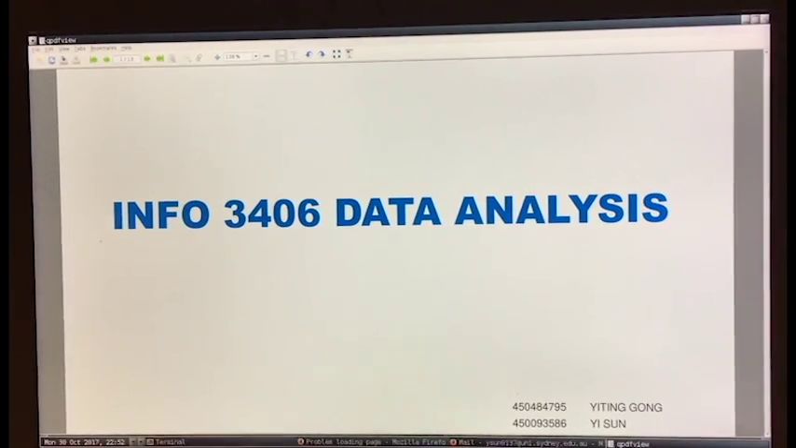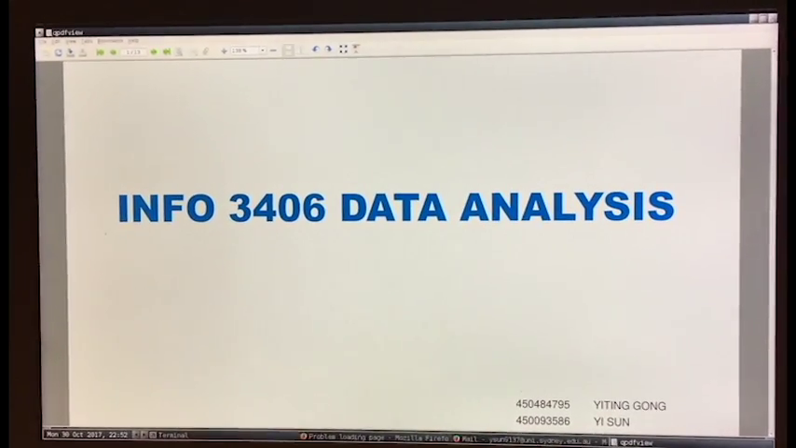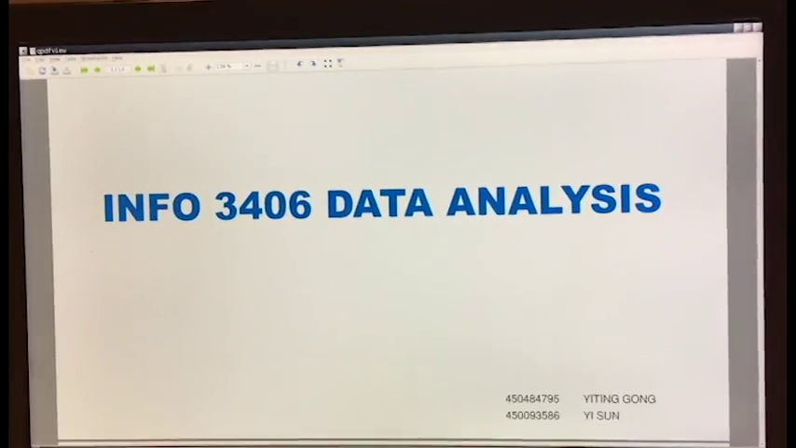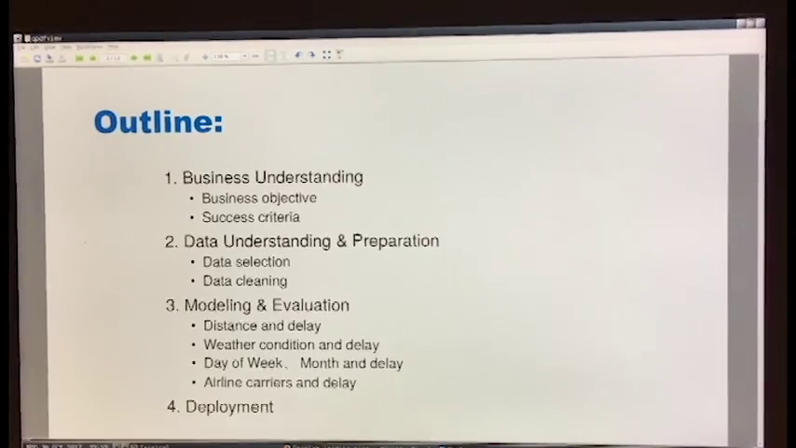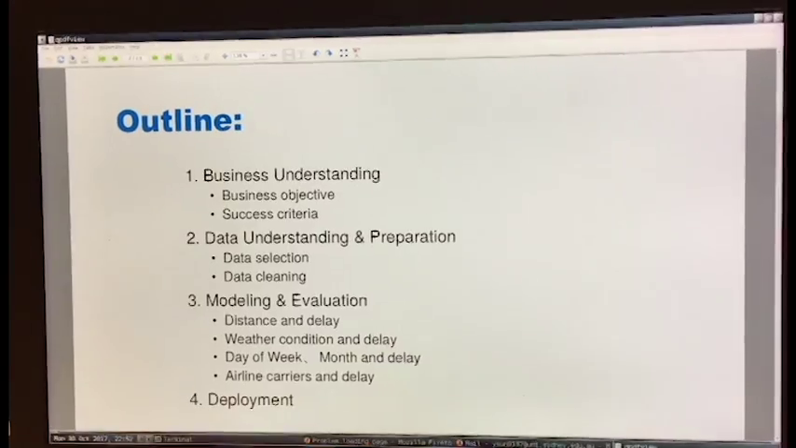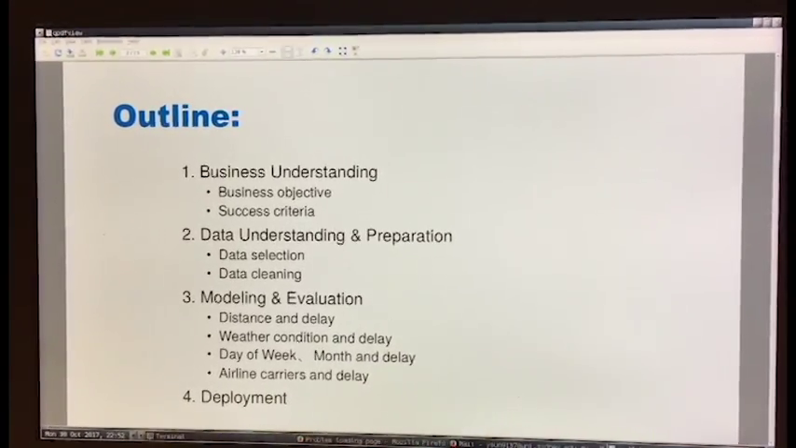This project analyzes flight insurance premium pricing factors, and we will go through the following sections. As the first one, business understanding. Second one, data understanding and presentation. Third one, modeling and evaluation, and fourth, deployment.